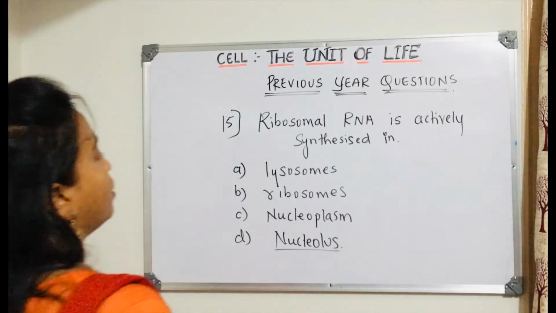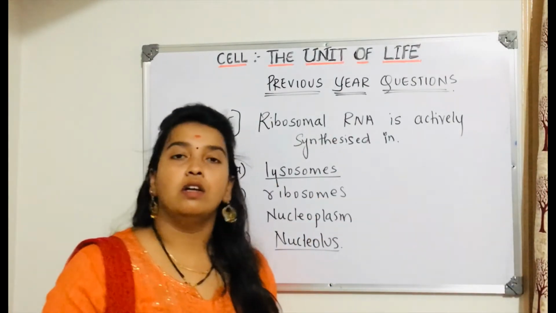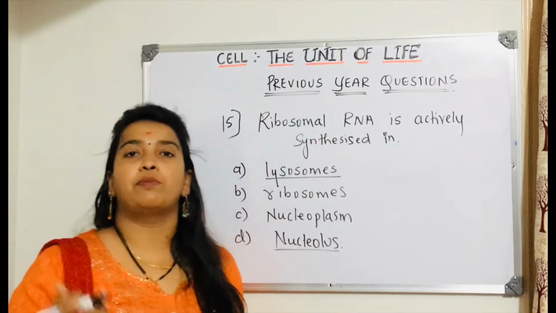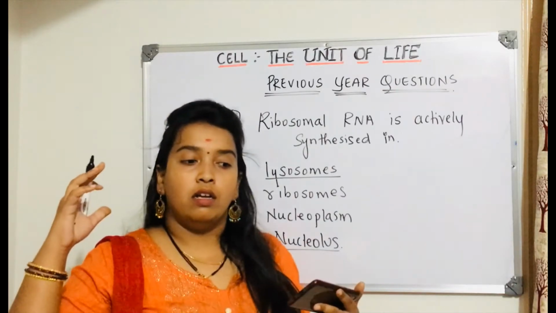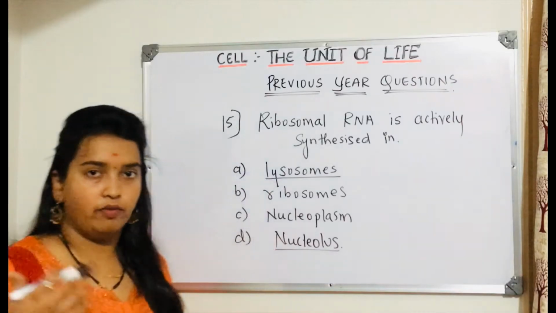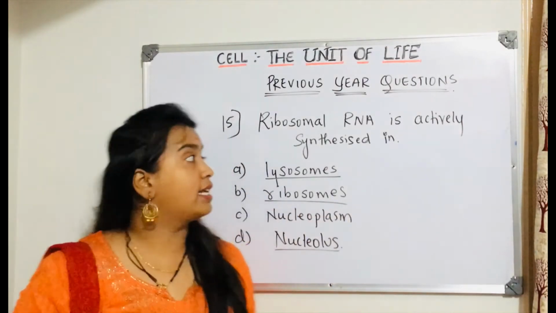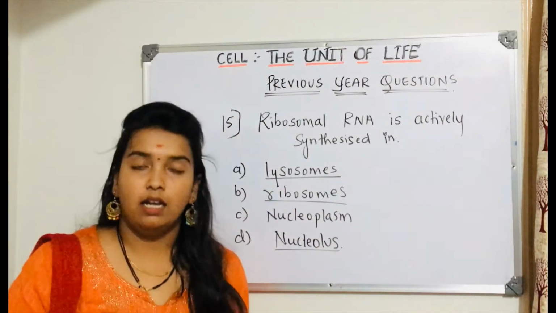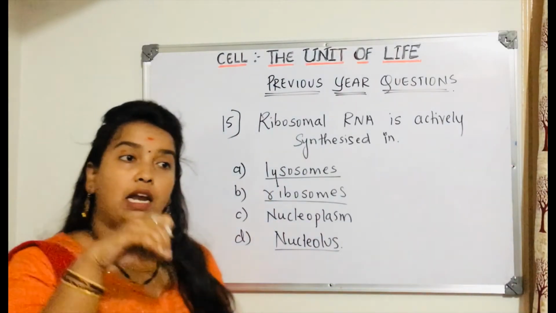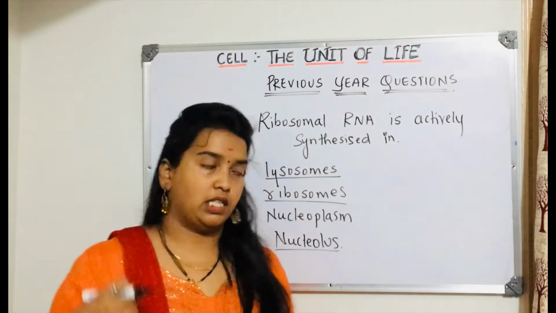Here, lysosomes are the suicide bags of the cell. Hydrolytic enzymes are present in lysosomes. It helps in destroying the cellular organelles and the cell itself when the time permits. Ribosomes, they are asking about ribosomal RNA, and ribosomal RNA cannot be produced in the ribosome, no? The ribosome's function is protein synthesis.